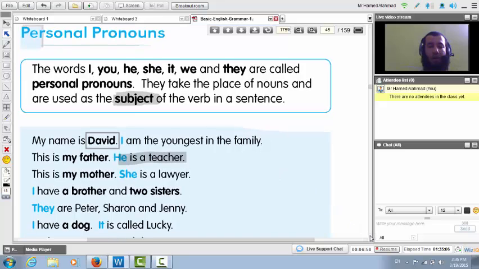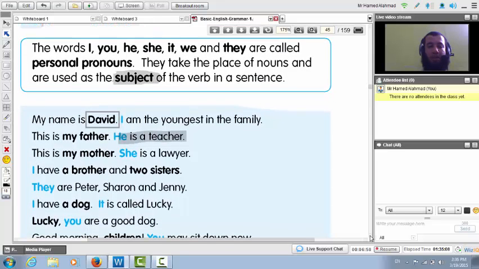Here the first sentence: my name is David, I'm the youngest in the family. Now instead of repeating the name David, we replace it with I. Number 2: this is my father, he is a teacher. Instead of repeating the same words again, which would bore the listener, it's easier and better to say this is my father and he is a teacher.